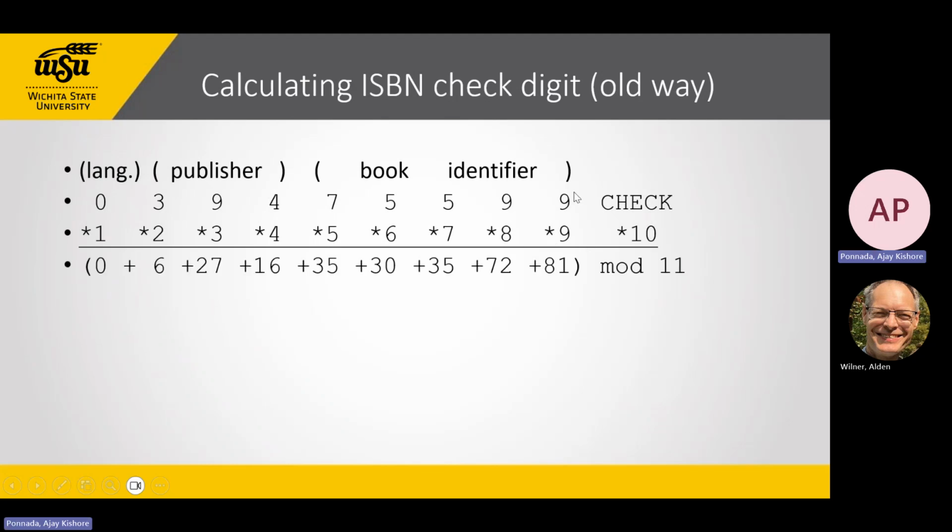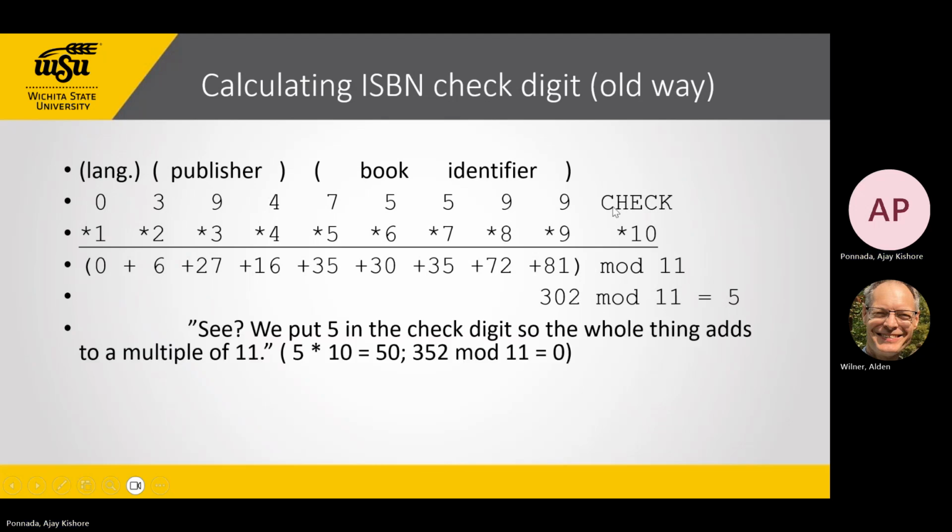Okay. So we don't know the check digit, so we're just eliminating that for now. We'll just multiply each digit and then add all the digits. 0 plus 6 plus 27 and so on. And we'll mod it by 11. Okay. So if we add these, we'll get 302, and then mod 11 is going to be 5. So we'll put 5 in the check digit.